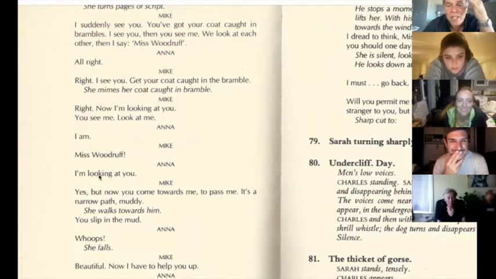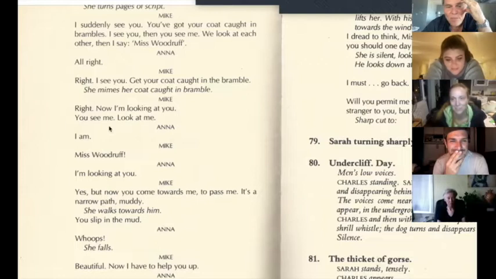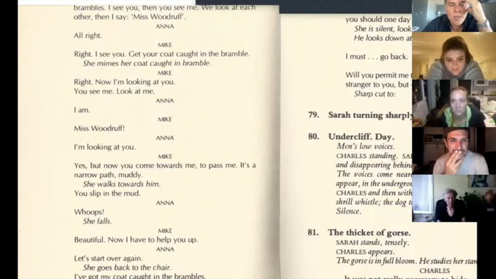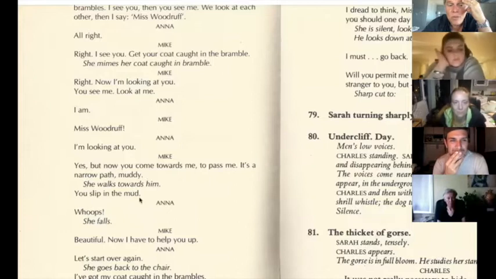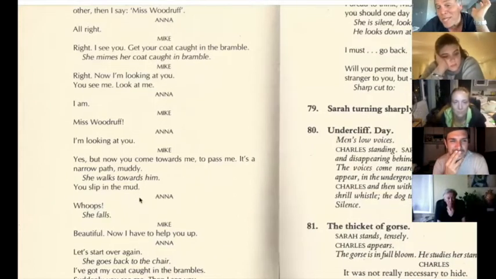I'm Miss Woodruff. I'm looking at you. So she's getting herself and the character confused already. Yeah, he goes, yes, but now you come towards me to pass me. It's a narrow path. It's muddy. So she walks towards him. You slip in the mud, and she goes, whoops, like whoops, like whoops.